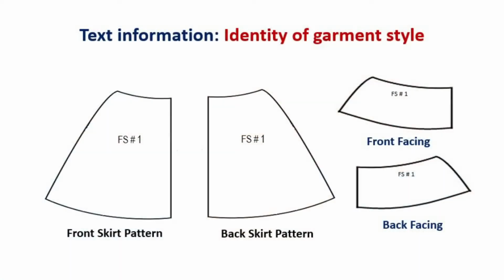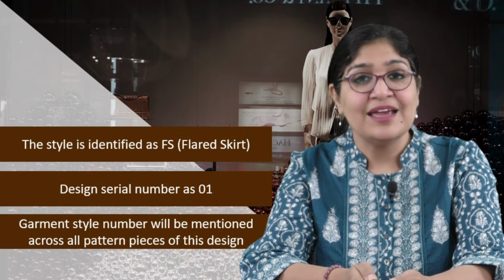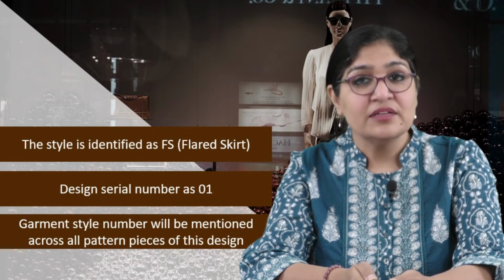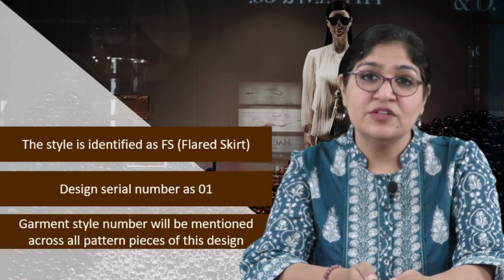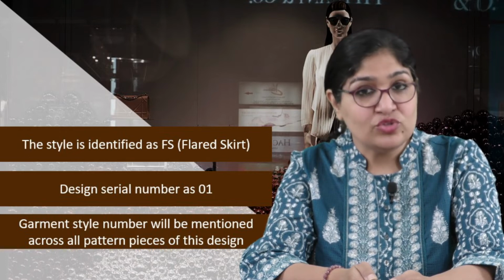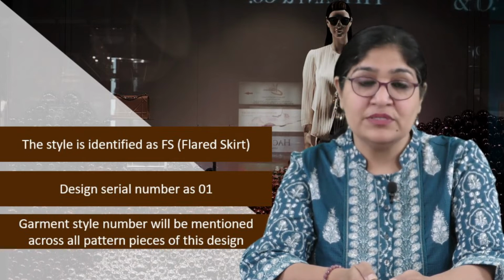The text information starts with the identity of the garment style, which is indicated by a style number or code of the pattern set. It may be structured in a customized way. For example, in our pattern, the style is identified as FS, which is short for flared skirt, and the design serial number as 01. This garment style number will be mentioned across all the pattern pieces of this design.